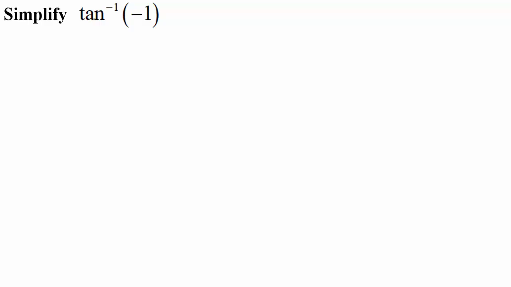Here we're asked to simplify inverse tangent of negative 1. Now what that really means is that inverse tangent of negative 1 is going to be equal to our angle theta, whatever theta happens to be. We do know that it has to be between negative pi over 2 and pi over 2. And with inverse tangent, we can't be equal to either pi over 2 or negative pi over 2.